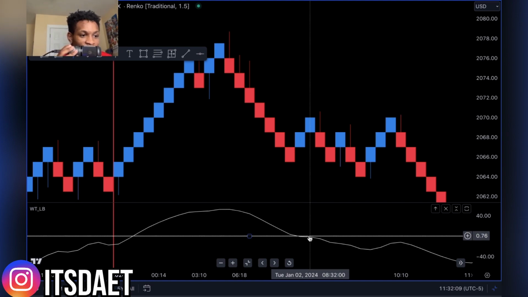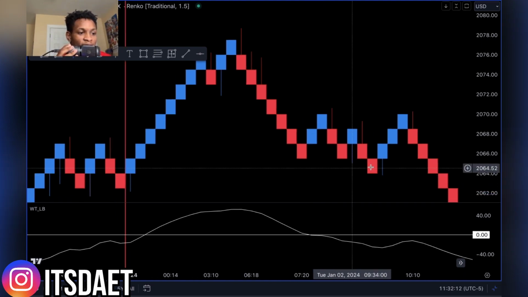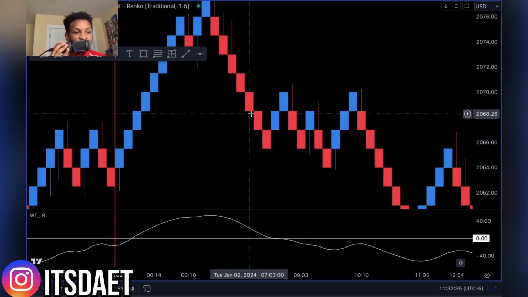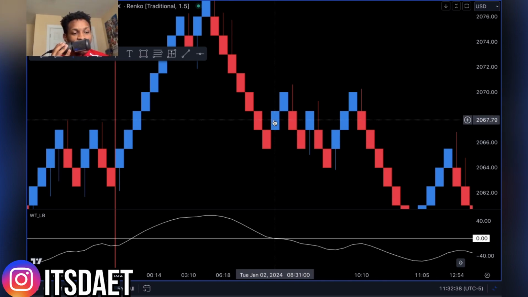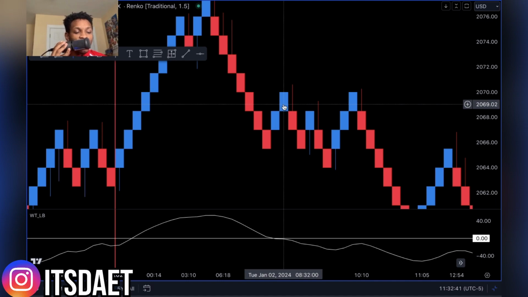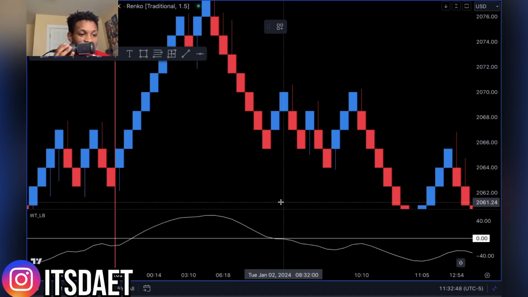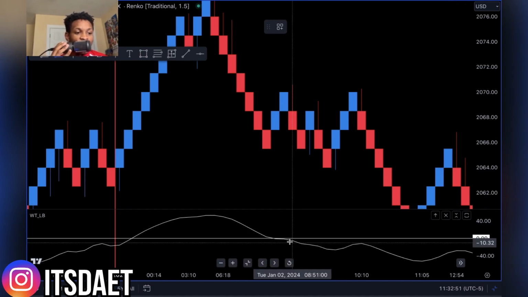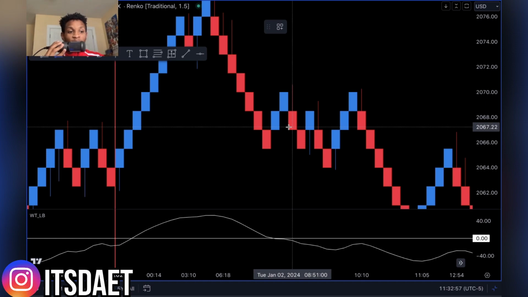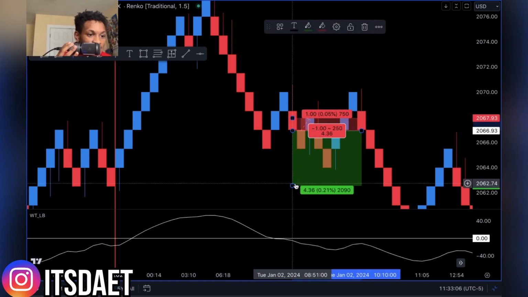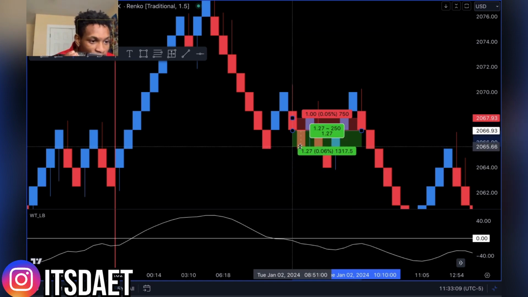Now when price made this red move, this is where I would enter my trade. These bricks form every 15 pips. So it moved 15 pips up, it formed. Moved 15 pips up, it formed. Moved 15 pips down, it formed. Moved 15 pips down, it formed, right? I would see that this is below the 0 line. Since it's below the 0 line, that's it. My trade is valid, so I go ahead and enter this. My stop loss is 10 pips, and my TP is 10 pips.